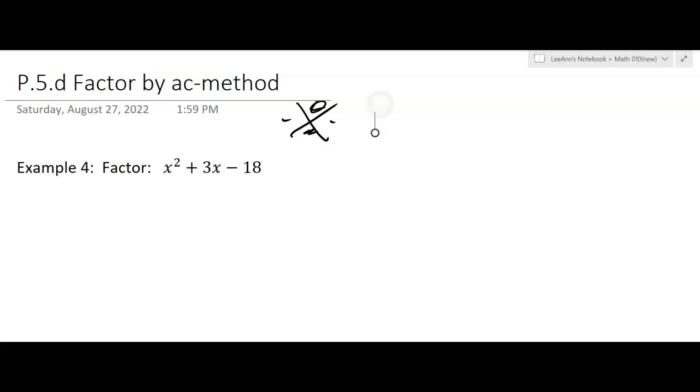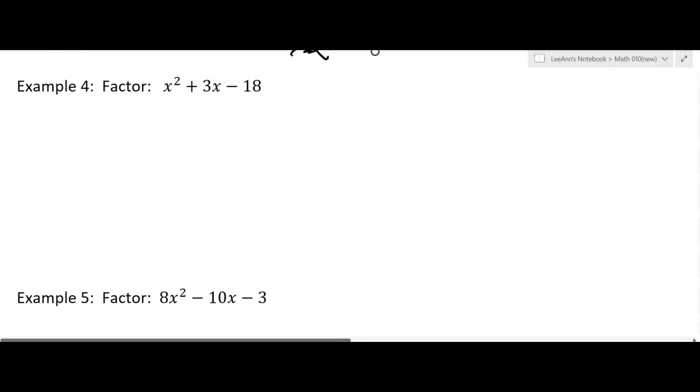Okay. So trial and error. I'm trying to think of two numbers that multiply to be negative 18 and add to be 3. Now this is our first problem where we had a negative number. So I need two numbers that multiply to be 18. I don't know if you're thinking 2 and 9 or 6 and 3. I'm thinking 6 and 3. So I'll say 3 and 6.